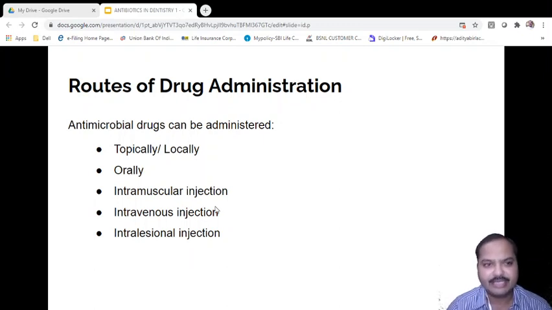Orally, they can be given. They can be given parenterally, which can be intramuscular or intravenous injections. They can also be given as intralesional injections, as we do in the skin or mucosal diseases.